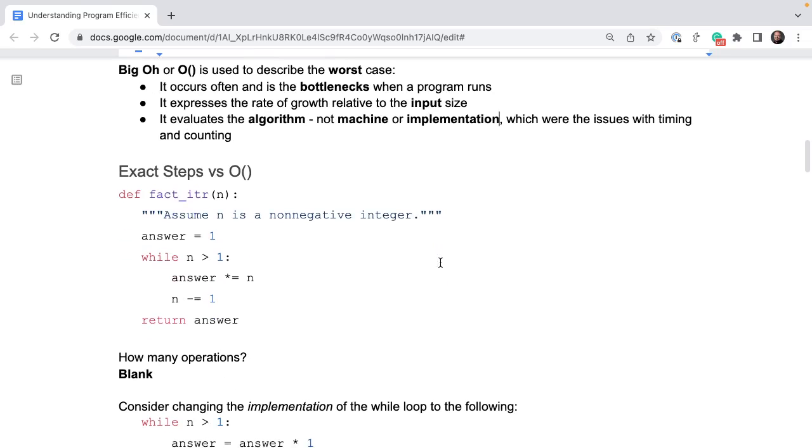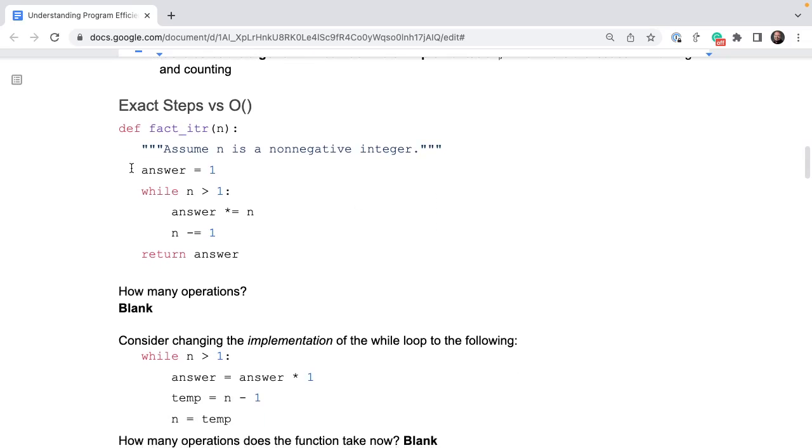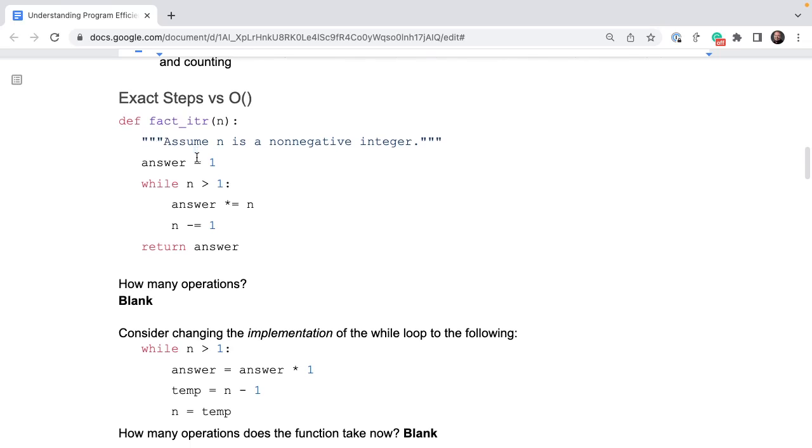So let's relate this to what we already know and see the difference between counting exact steps and this order of, or big O notation. So take a look at this program right here, fact_iter. We assume that n is a non-negative integer, so we don't have to worry about other cases. We set answer equal to 1. While n is greater than 1, we do answer times equal to n, and then we reduce n by 1. What is this function doing? The name fact is a hint. It's your factorial function. This is an iterative implementation of your factorial function.